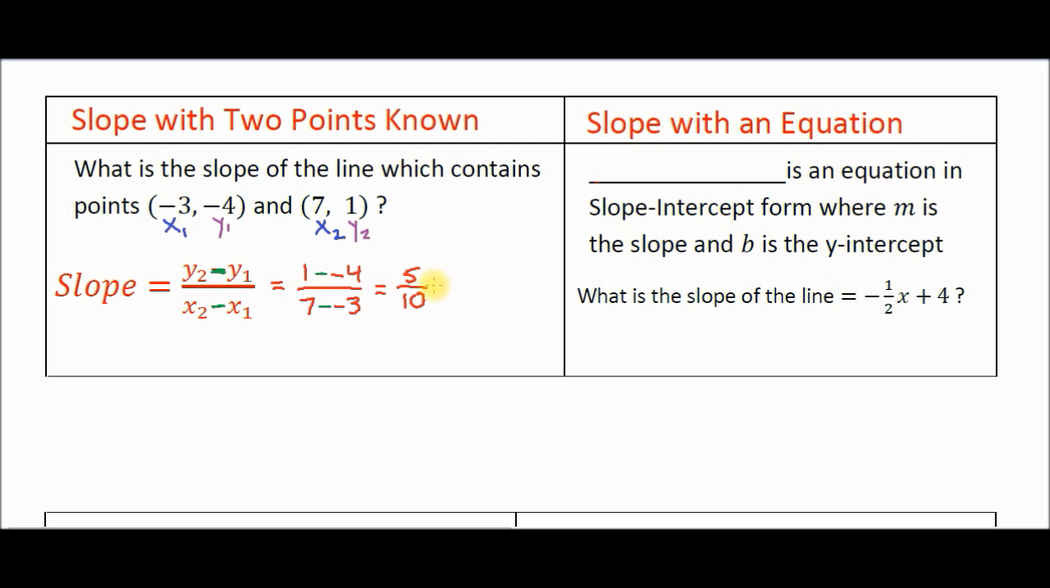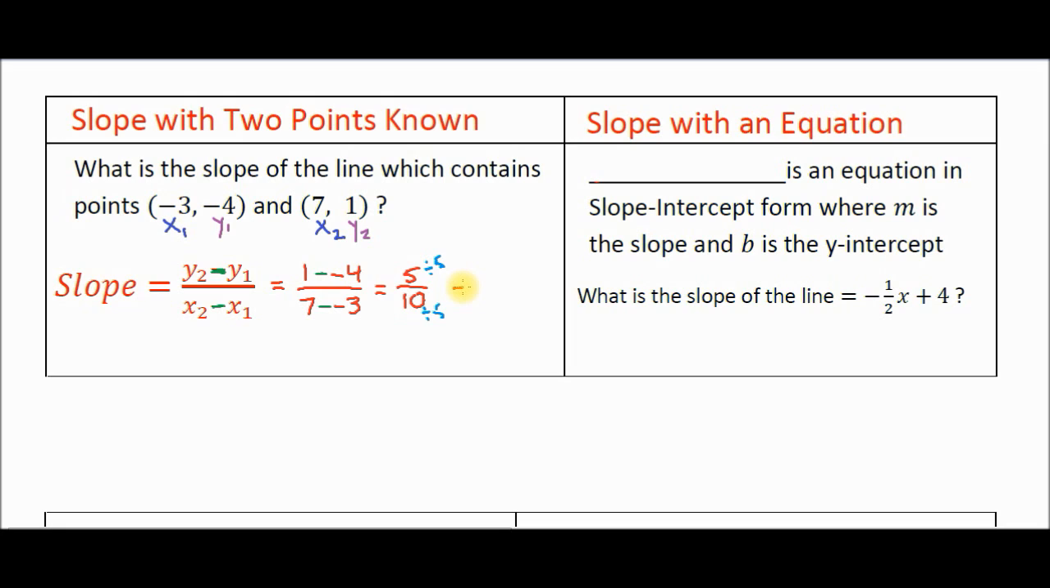And there's two ways you could do this. One is to simplify the fraction. Number two is to do 5 divided by 10 in your calculator, and you're going to get 0.5. But I don't want you to do that with slope. I want you to leave slope as a fraction. So 5 over 10, I can see that both of these numbers are divisible by 5. I can divide 5 by 5. I can divide 10 by 5.